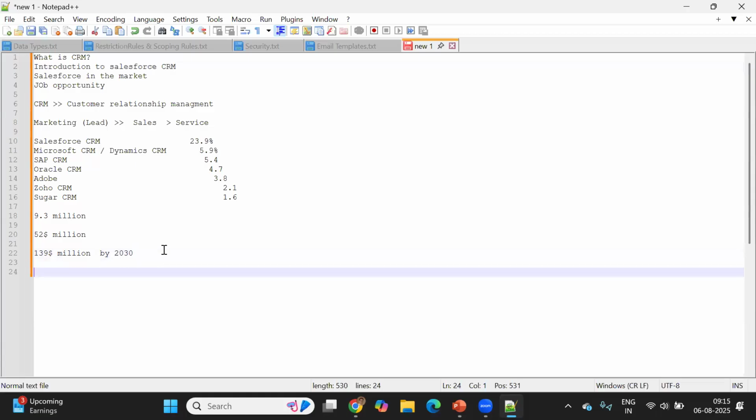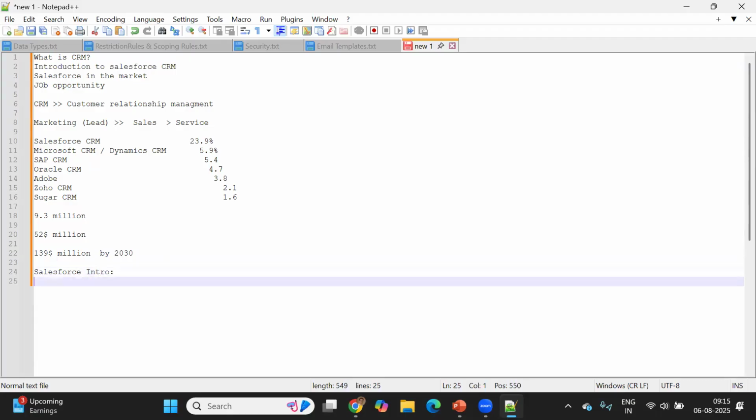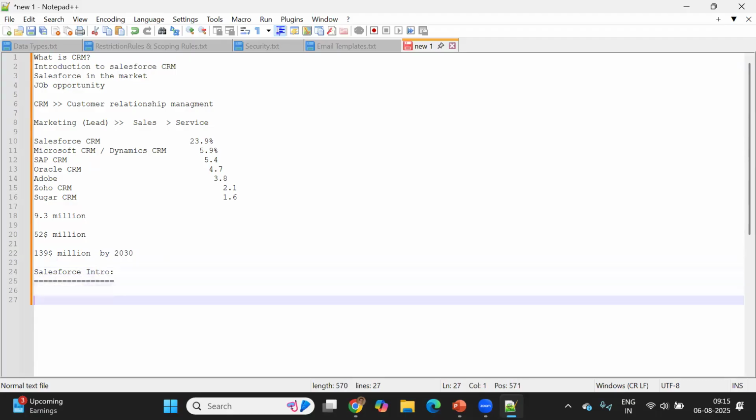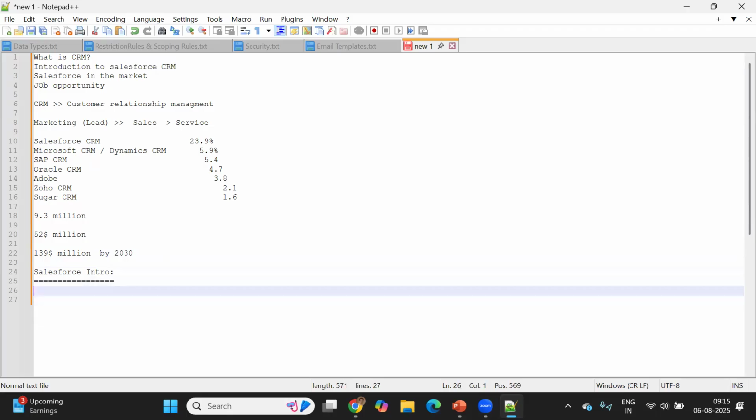The Salesforce CRM is cloud-based. The first point here is that it is cloud-based. So what is cloud-based? Nowadays, you are regularly using the term cloud computing, cloud-based. So what is this cloud-based?